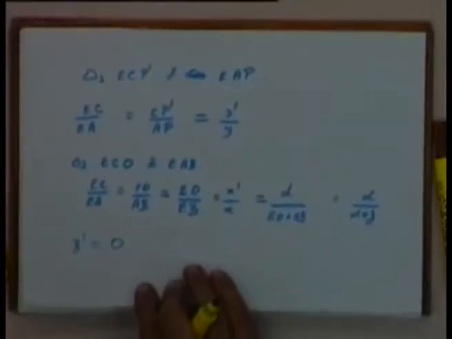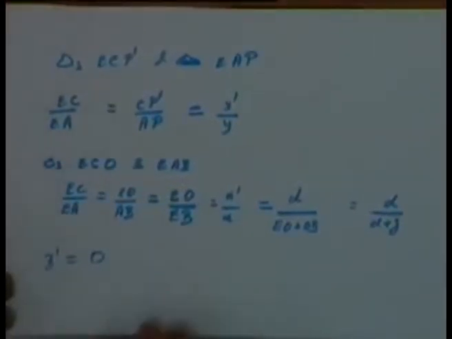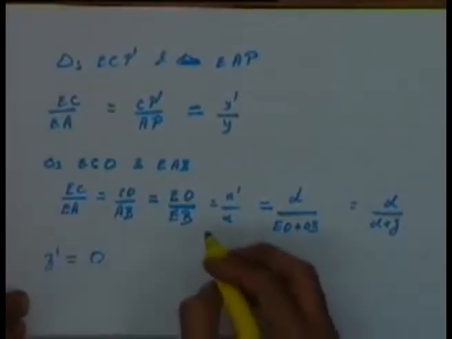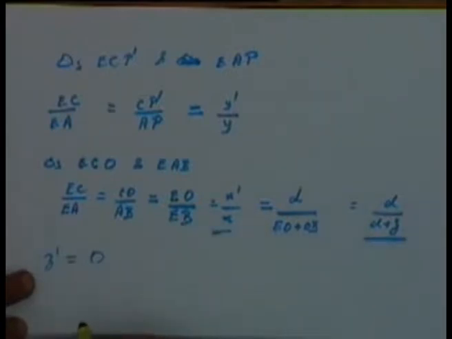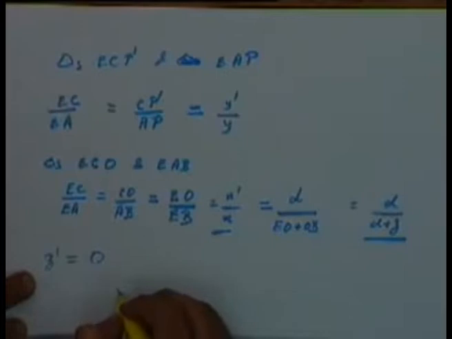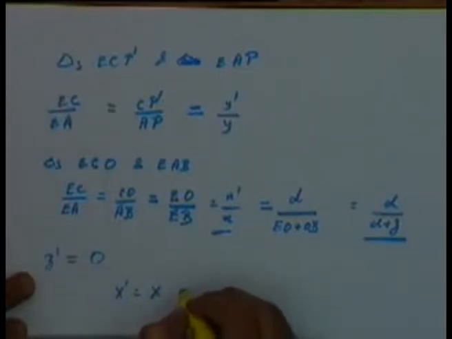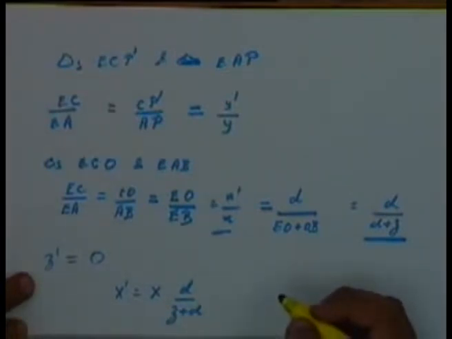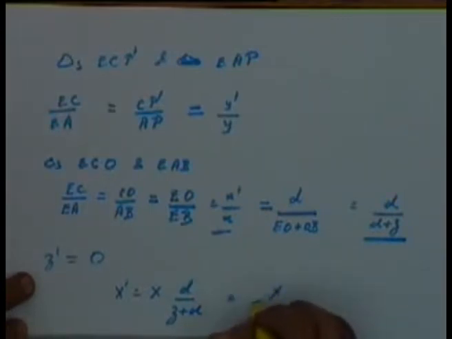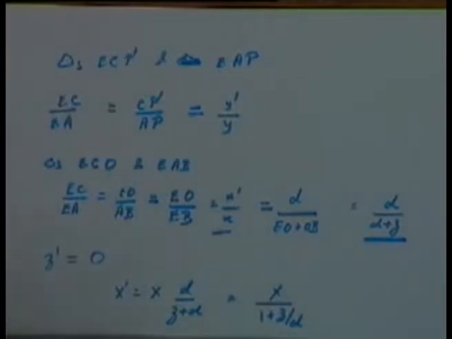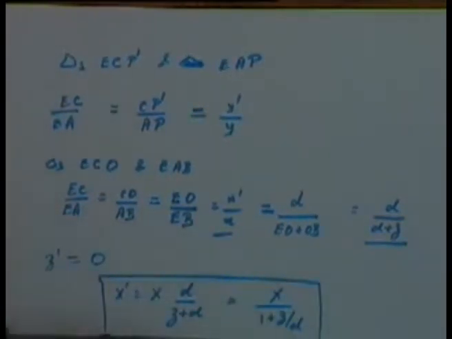Okay, now let's look at these equations. From this and this, we will get x prime is equal to x multiplied by d divided by z plus d, which I can write as x divided by 1 plus z by d. I just divided by d in both the numerator and denominator. Okay, so this is one equation.